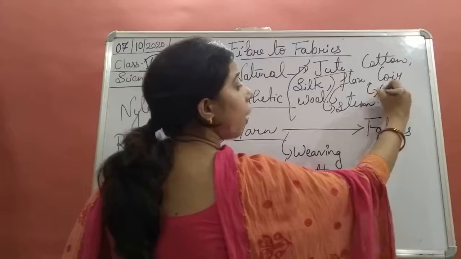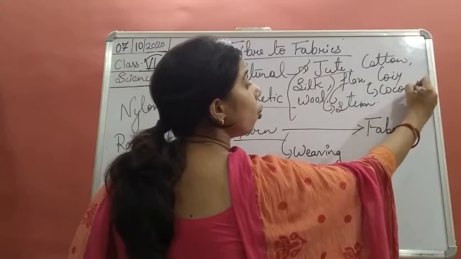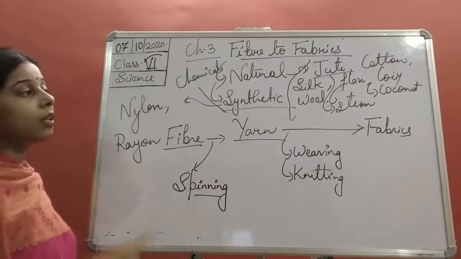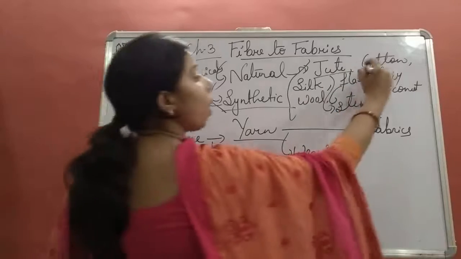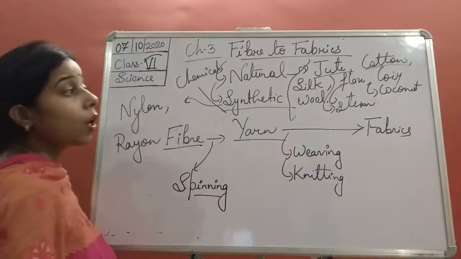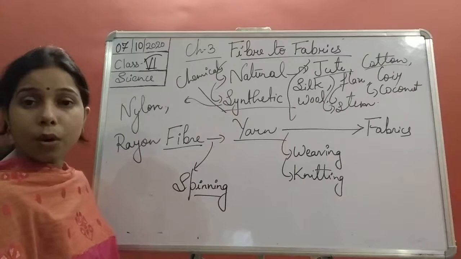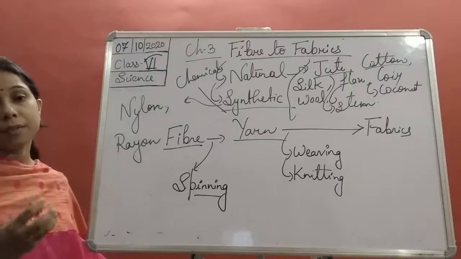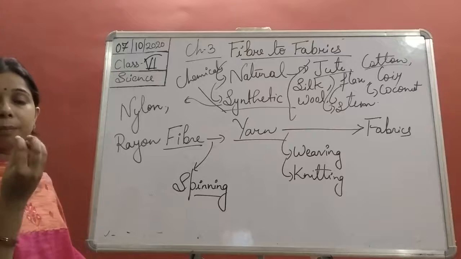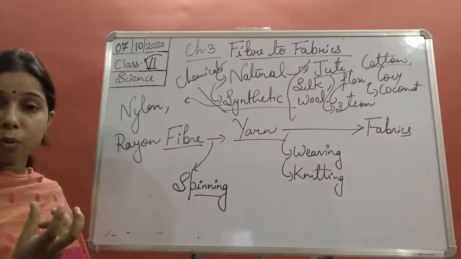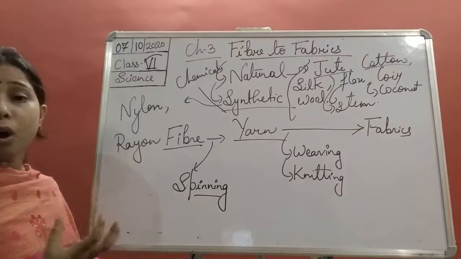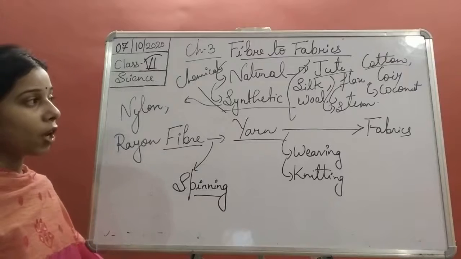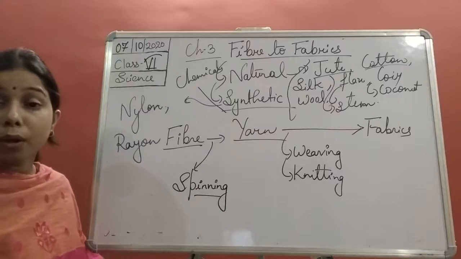Coir, students, is present at the outer covering of the coconut, basically consisting of a fiber, that is coir. What about the cotton, students? Cotton is obtained from the cotton plant. When the cotton flowers burst, you will see a white, soft, fluffy portion appear on the flower part of the cotton plant. That is actually the cotton balls.